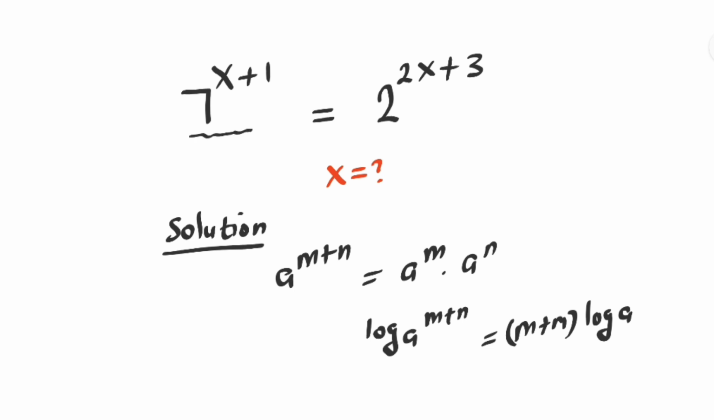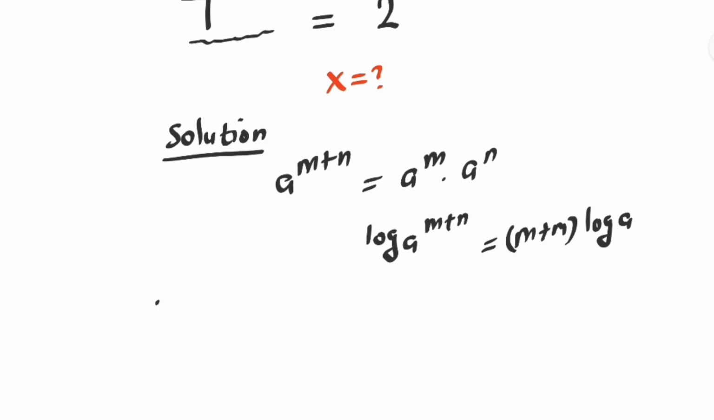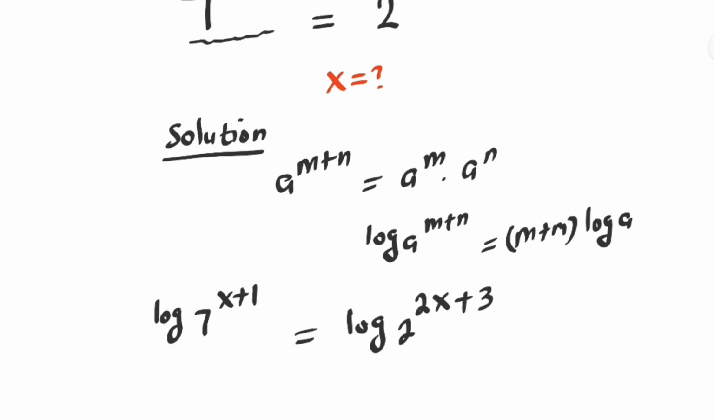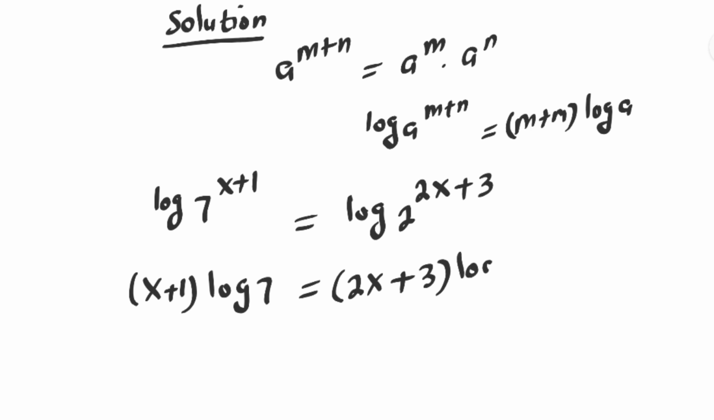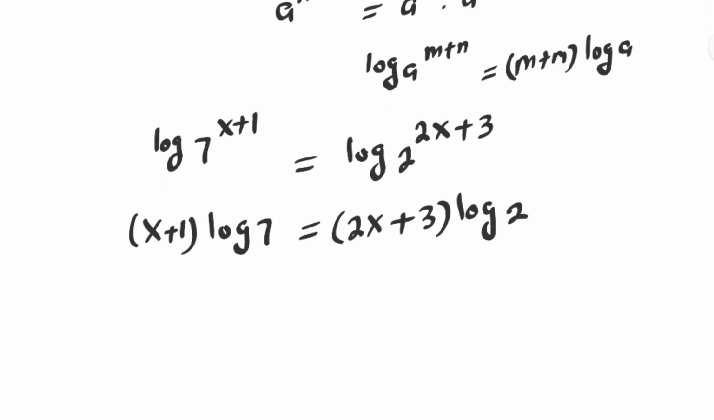Therefore, 7 raised to power x plus 1, if you take the log on both sides, can be written as log 7 raised to power x plus 1 is equal to log 2 raised to power 2x plus 3. Then this is the same thing as x plus 1 bracket log 7 is equal to 2x plus 3 bracket log 2.